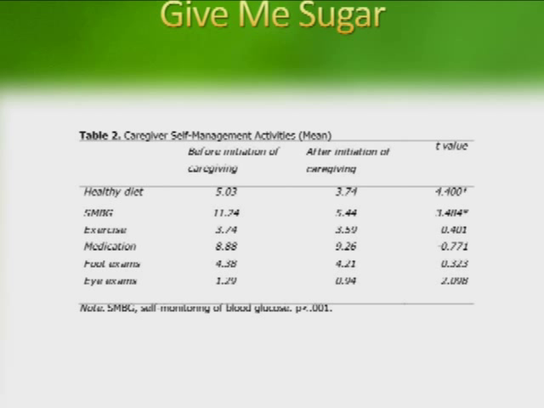There was 11.24 tests per week before the grandmas took on the role of caring for their grandchildren, and only 5.44 after. There were no other significant differences. And if you look down at the bottom, you'll see that the asterisks are p-values of less than 0.001.